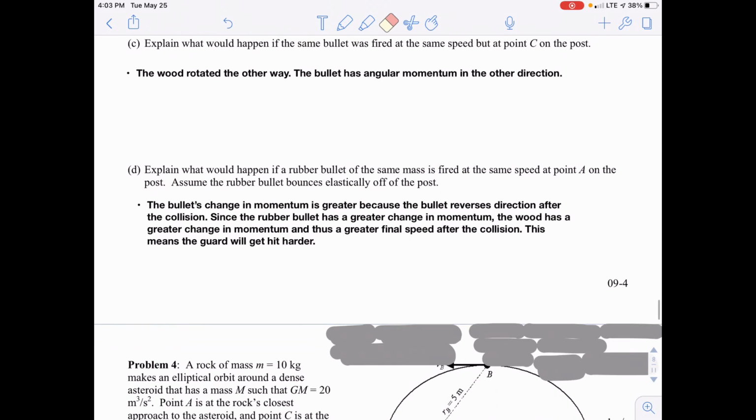The bullet's change in momentum will be greater because the bullet reverses direction. Since the rubber bullet has a greater change in momentum, the wood also has a greater change in momentum. Because remember, the change in momentum of each object is the same. The change in momentum that the bullet loses is the same change in momentum that the wood gains. And thus the final rotational omega of the wood would be greater. It means it'll hit the guard harder.